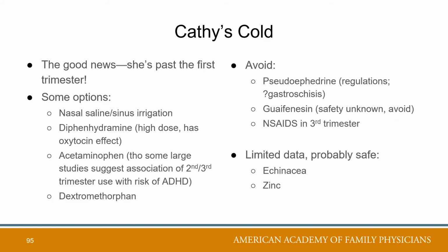All right, so as far as Kathy's cold is concerned, the good news is she's past the first trimester. The higher risk period of the first trimester is one in which we need to be extra careful about medications. For her, now that she's in the second trimester, we can think about saline, normal saline, and sinus irrigation, diphenhydramine, which does have some oxytocin effect but is generally considered safe in pregnancy, acetaminophen, and we can think about dextromethorphan. We want to avoid pseudoephedrine, and we want to think about avoiding guaifenesin and NSAIDs in the third trimester.